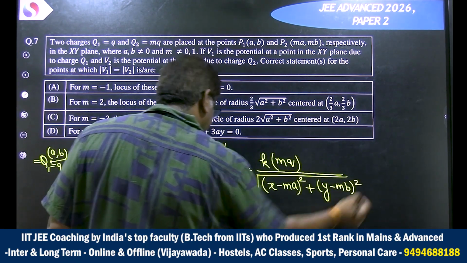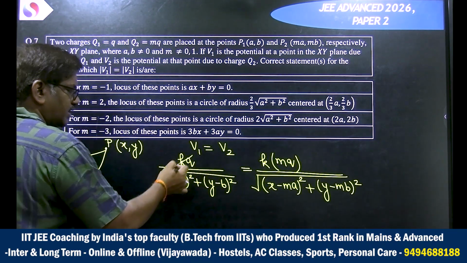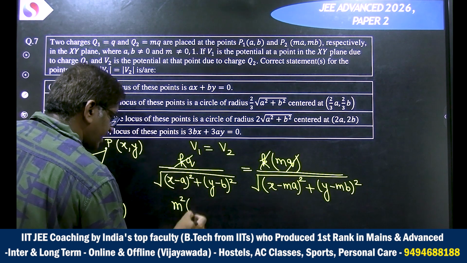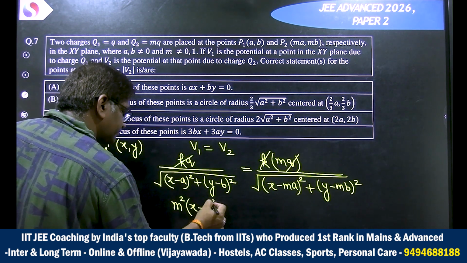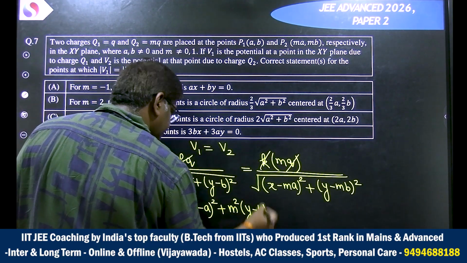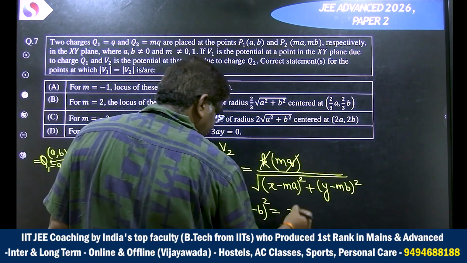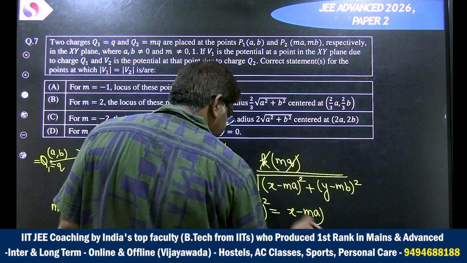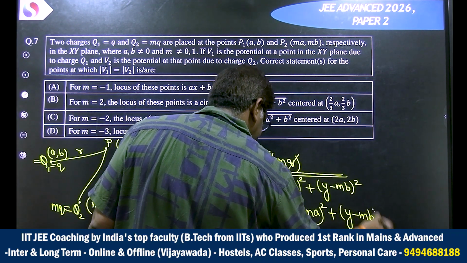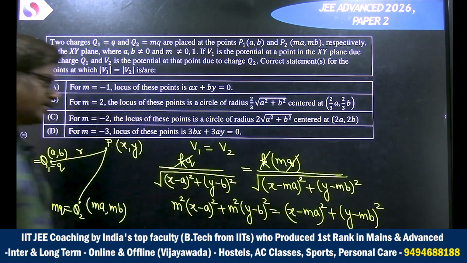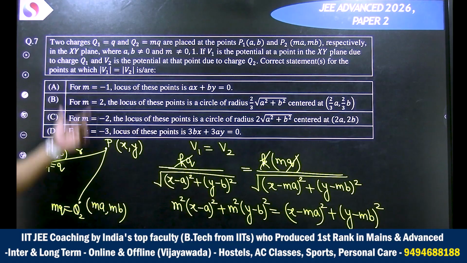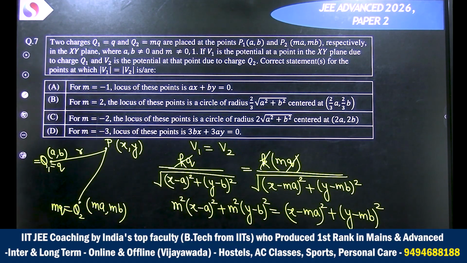Okay, let's simplify it. So k and q cancel, square it both the side. So it is m square (x minus a) whole square plus m square (y minus b) whole square is equal to (x minus ma) whole square plus (y minus mb) whole square. All right, simplifying, this will be the case. Now one by one we have to check all the options.